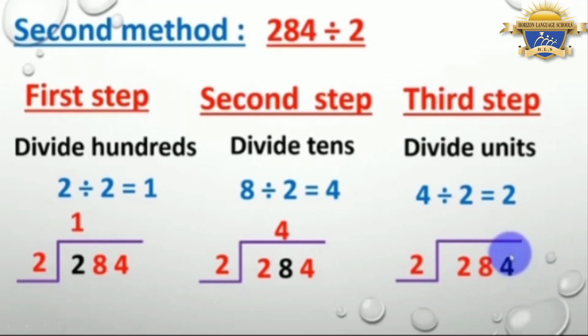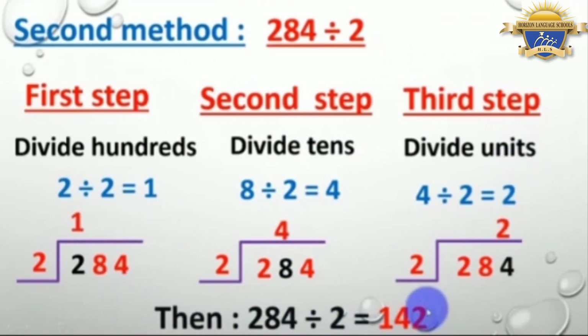Then look at these steps to answer the following. We start from the left-hand side. 2 divided by 2 equals 1. Here 8 divided by 2 equals 4. And finally 4 divided by 2 equals 2. Then the quotient of 284 divided by 2 equals 142.